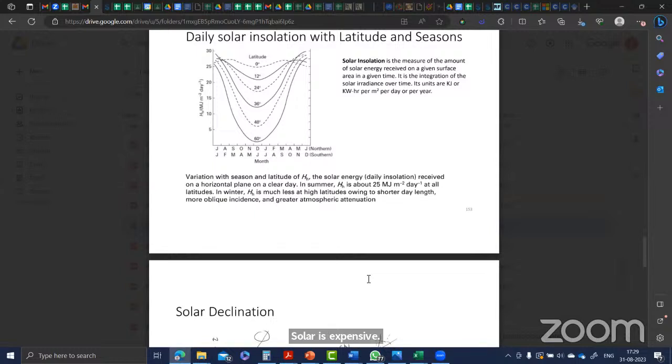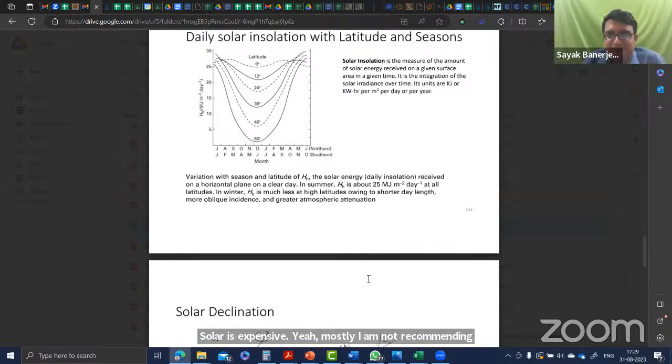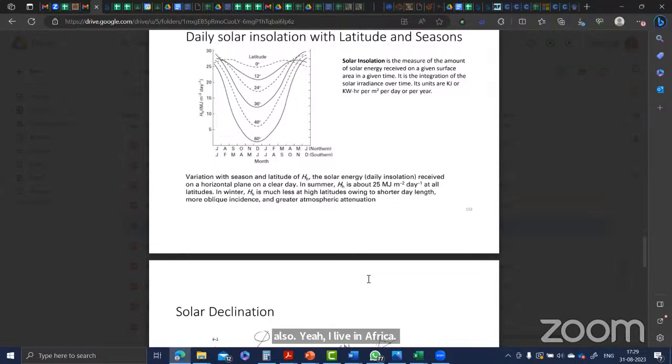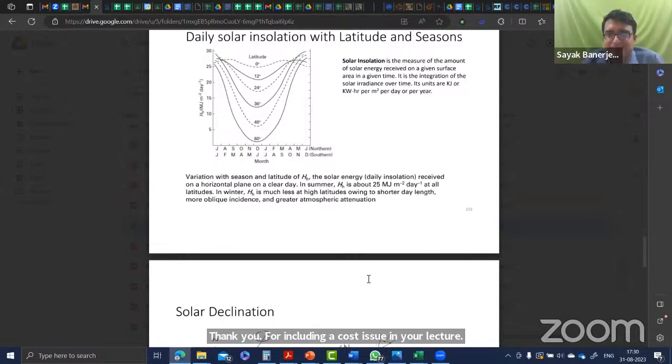I live in Africa, so I'm not recommending most of them. Solar is still expensive. But now, after seeing the levelized cost of solar, my intention is almost diverted. Thank you for including the cost issue in your lecture.